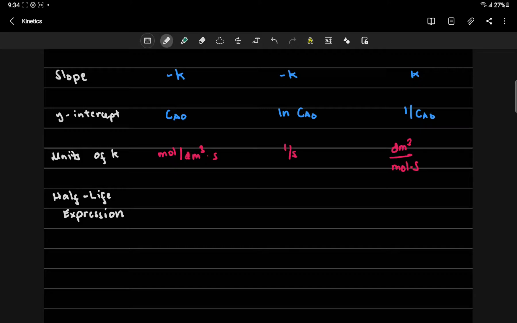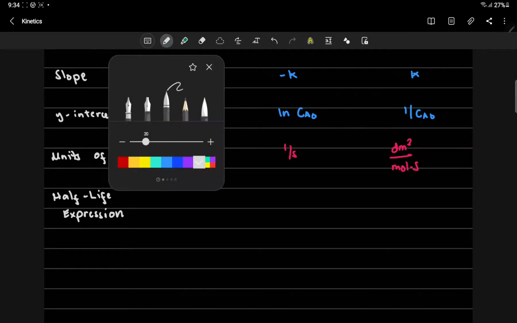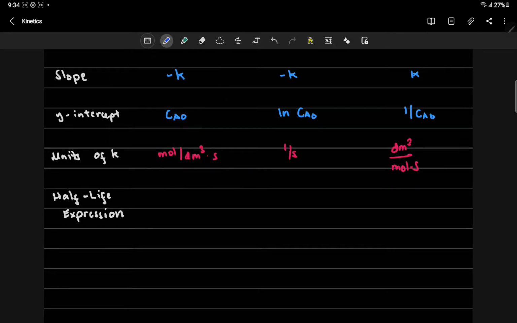And finally, we want to obtain an expression for the half-life. So basically, the half-life means the time at which your initial concentration has been halved. Okay? For a zero-order reaction, the half-life, and let's use the symbol T1 half, is the initial concentration divided by twice the value of the rate constant.